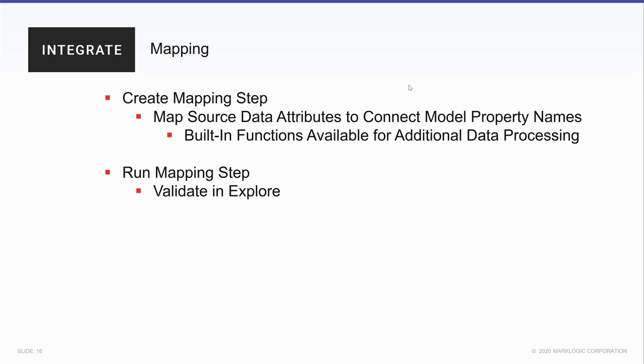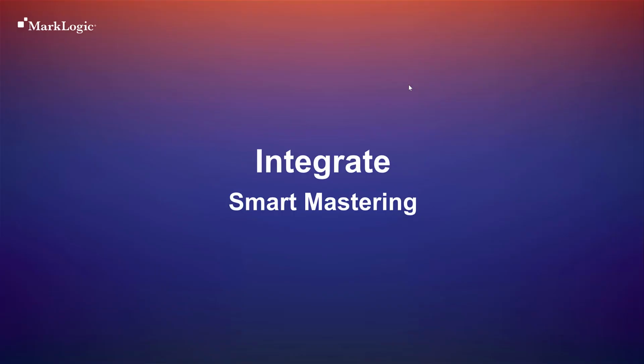In that mapping step, we'll be able to map our source data attributes to connected model property names. There are additional built-in functions available for additional data processing. But right out of the gate, we can just map our sources to the model. We can run that step and we can immediately validate and explore. At this point, if you've mapped your sources to the model and you want to look more into Explore, check out the Explore video. Otherwise, we'll continue with our integrate journey by looking at smart mastering.